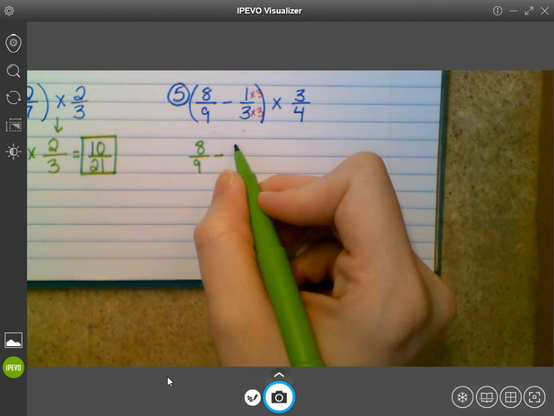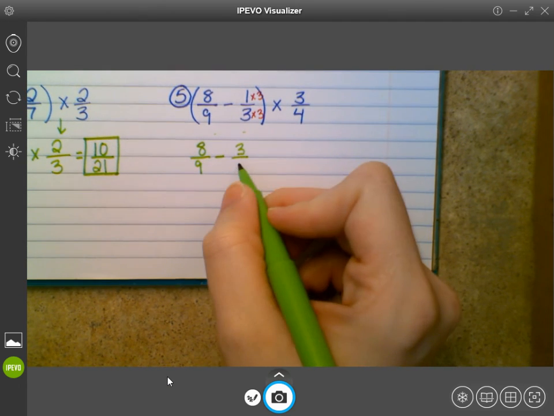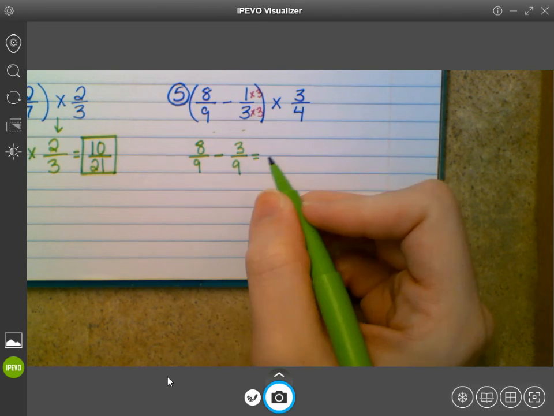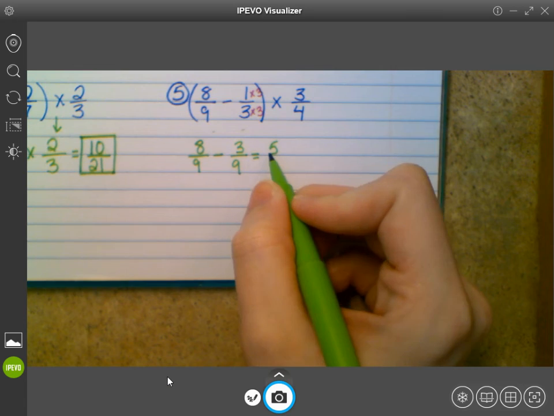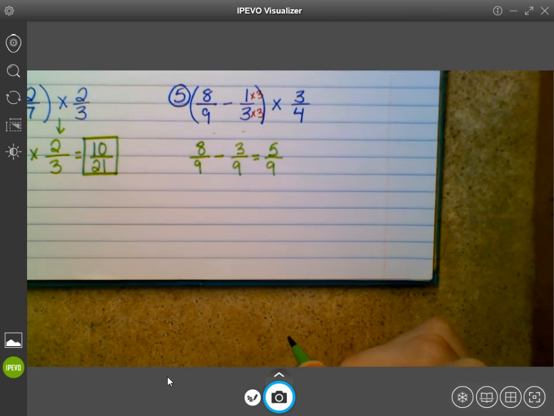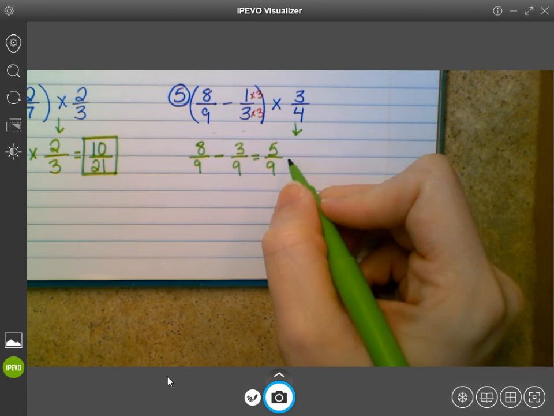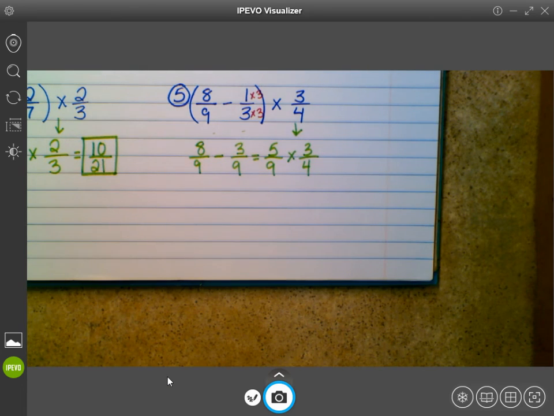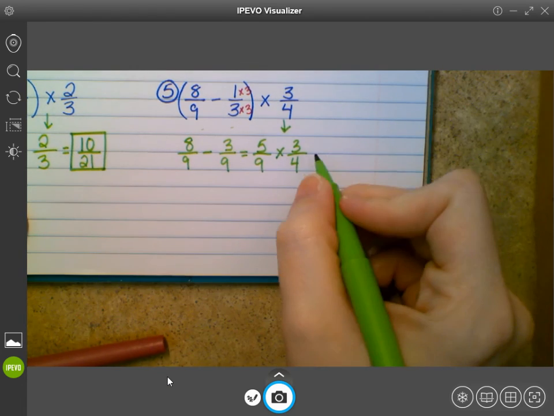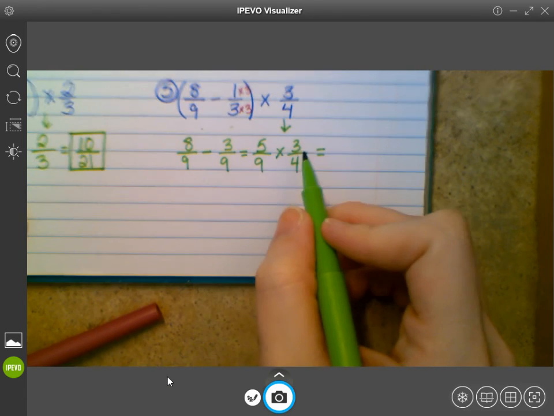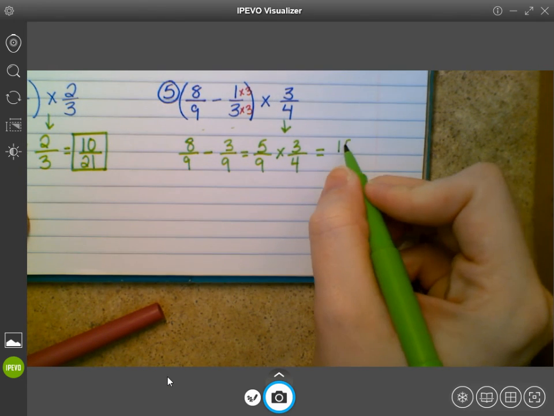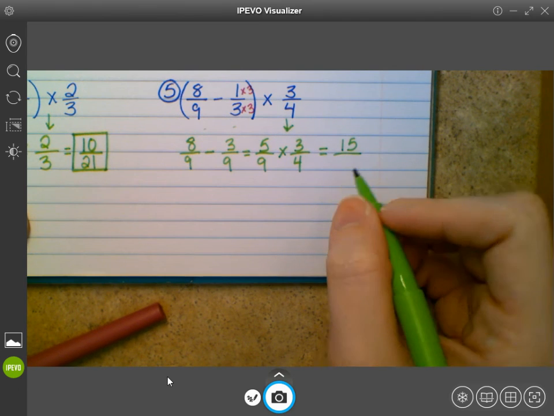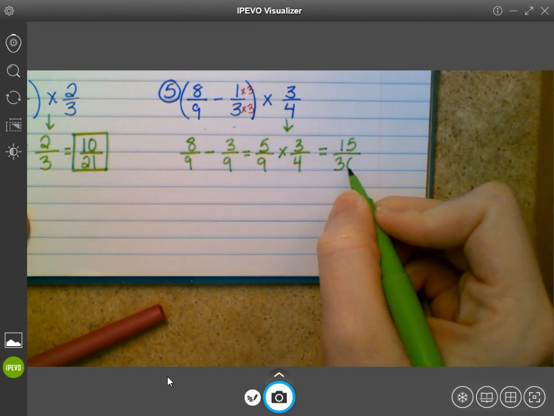So 1 times 3 is 3. 3 times 3 is 9. So if I have 8/9 minus 3/9, that gets me 5/9. Then I bring down the times 3/4. Okay, so I'm going to multiply my numerators. 5 times 3 is 15. What is 9 times 4? 36. It is 36.